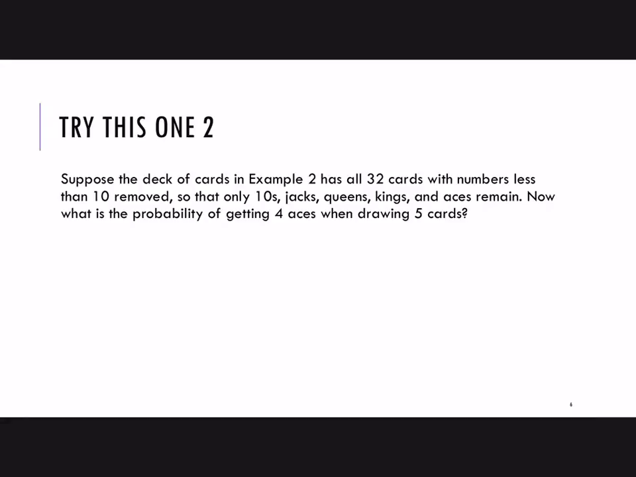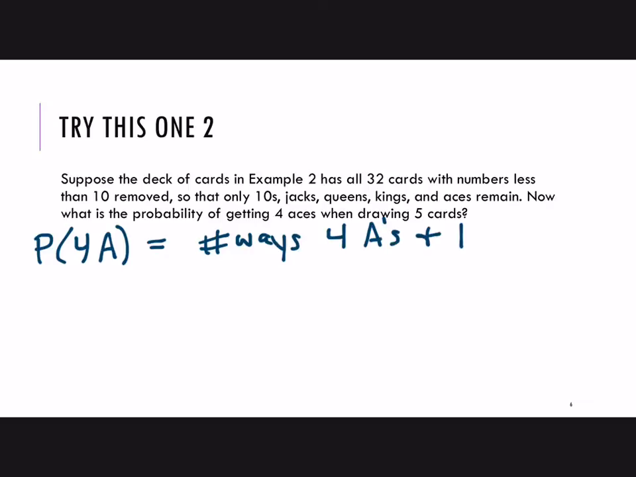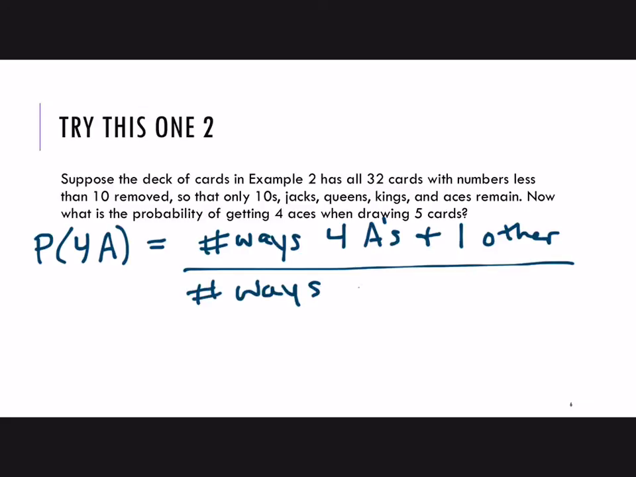Suppose the deck of cards in example 2 has all 32 cards with numbers less than 10 removed, so that only 10s, jacks, queens, kings, and aces remain. Now what is the probability of getting 4 aces when drawing 5 cards? Okay, so we still want to choose 4 aces and 1 other card. And then we still want to know the number of ways there are to choose 5 cards.